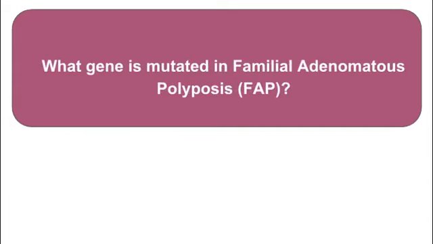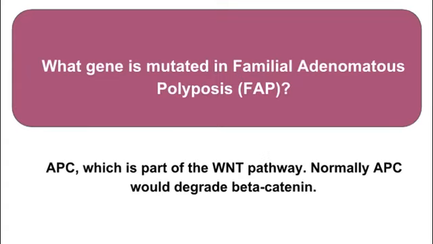What gene is mutated in familial adenomatous polyposis, FAP? APC, which is part of the WNT pathway. Normally APC would degrade beta-catenin.